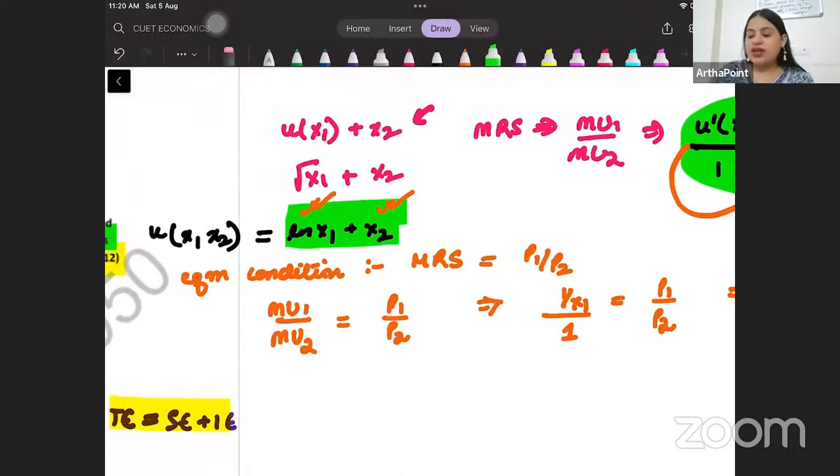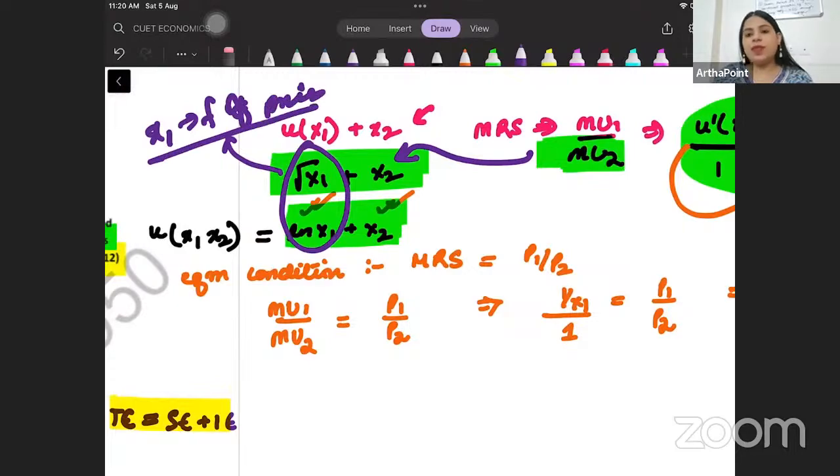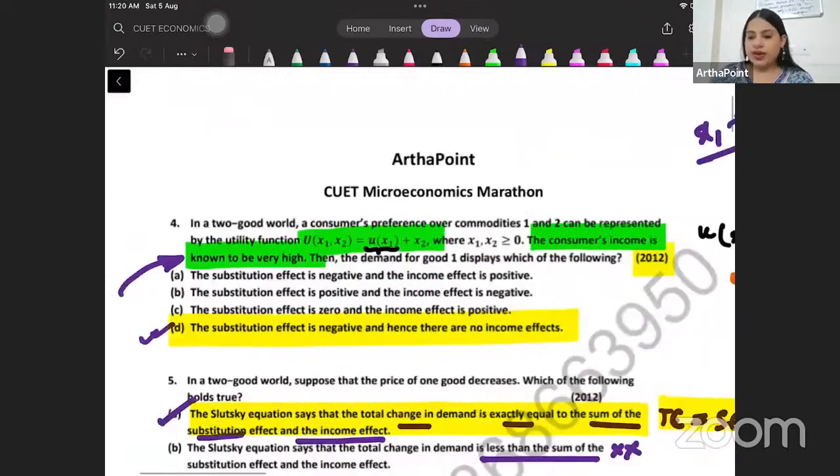You're absolutely right. Root x1 equally works well. ln x1 equally works well. 1 by x1 also works well. No problem, because ultimately mu2, when you find the marginal utility of good 2, will always be 1. So whatever function you take here, you will find that x1 will only be a function of prices. That will always be true. Okay, so you're right. You can do that.